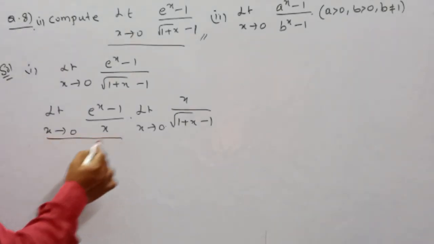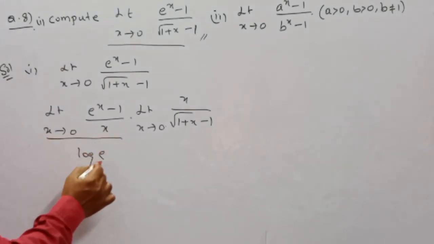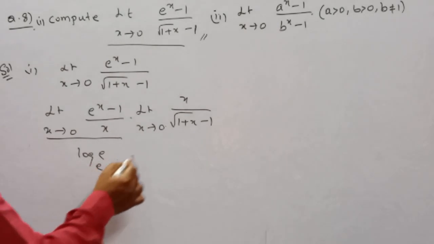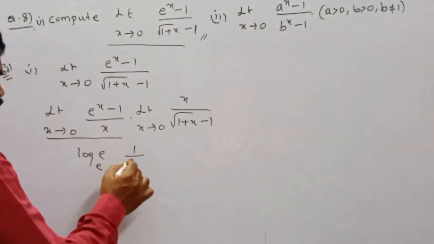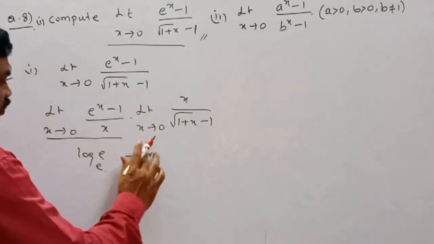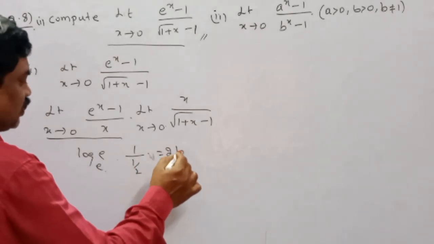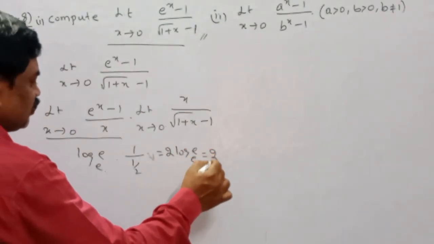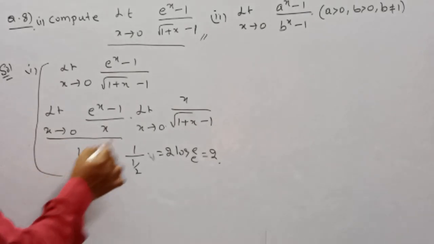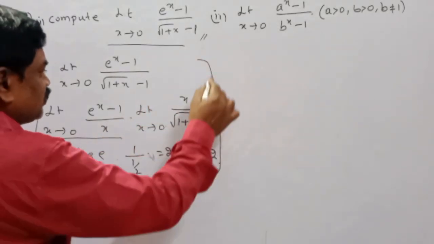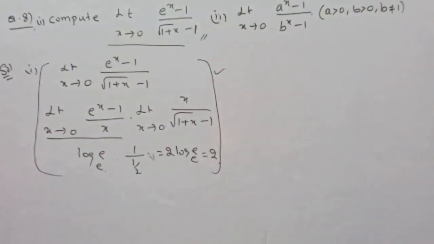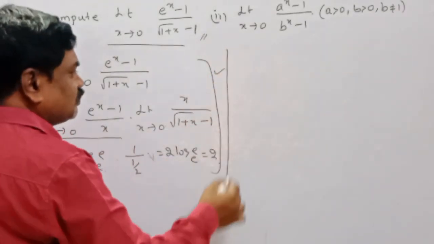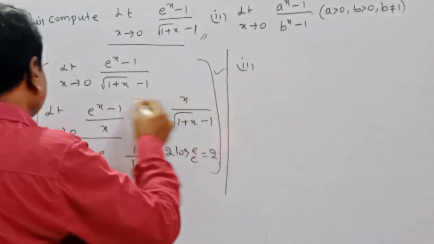But what is the value of this one? Log e base e into this value is 1 by 1 by 2. This is equal to 2 log e base e, which is equal to 2. You can solve this problem by this method. So in detail you can solve. Okay, all of you. Next you go for this problem. Second one. This is a hint.